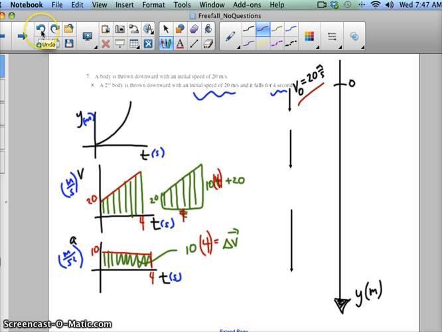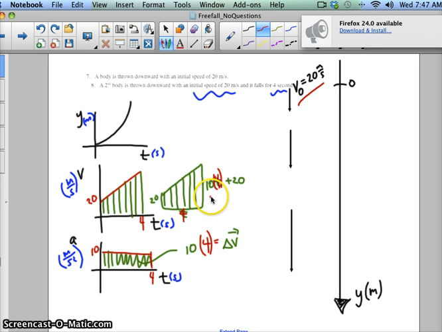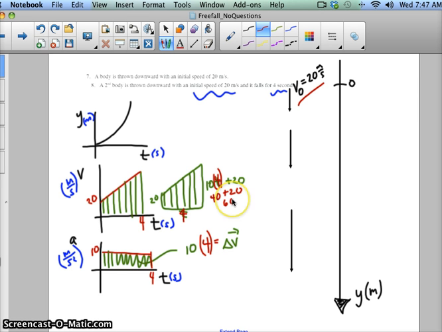So 10 times 4 is 40 plus 20. That makes this height 60, okay? And our change in velocity looks like it's going to be 40 meters per second.